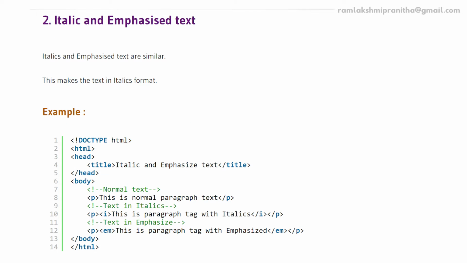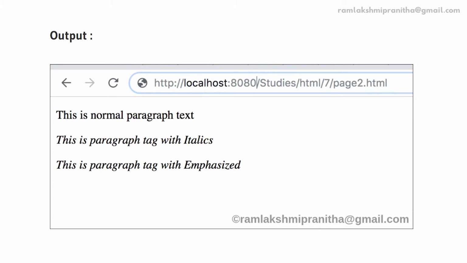2. Italic and emphasized text. Italics and emphasized text are similar. This makes the text in italics format. In this above example we have implemented the italics and emphasized tags, and a normal paragraph tag. We can see the difference in the output.